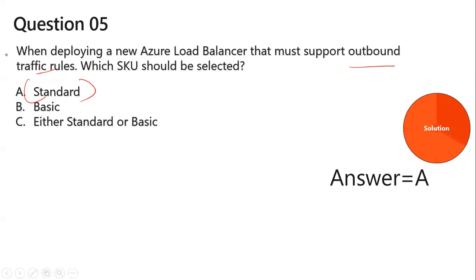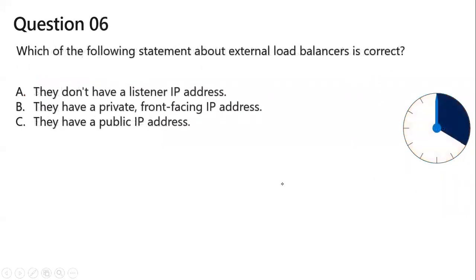Moving ahead with question number 6 in here. Which of the following statements about external load balancers is correct? They don't have a listener IP address, they have a private front-facing IP address, or they have a public IP address. So please put your answers in the chat.